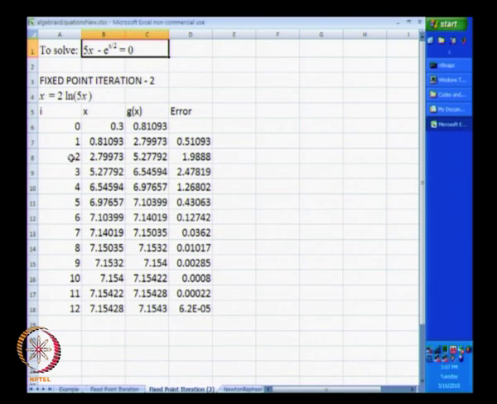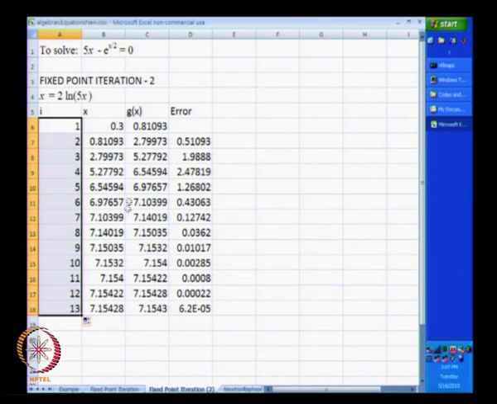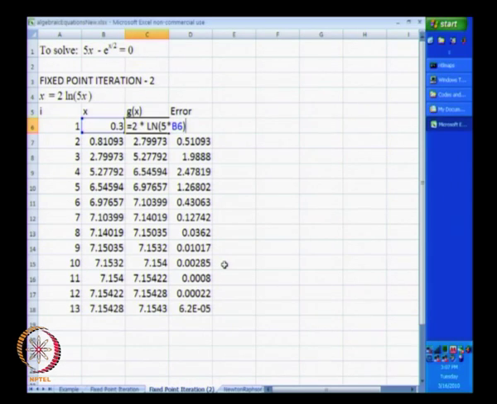Only thing is that we have rewritten x equal to g of x in the form x equal to 2 times log of 5x. Okay. So again iteration number 1, 2 and so on, this is to keep up with the notations that we have been using previously. Okay. This is our x, this is g of x. I will just show you what g of x is. It is 2 multiplied by log of 5 multiplied by b6, b6 is nothing but x.